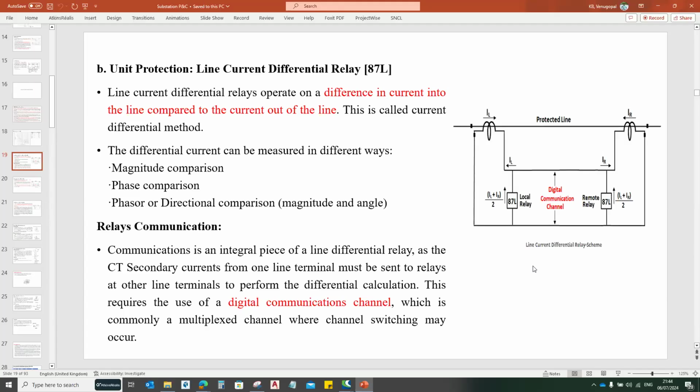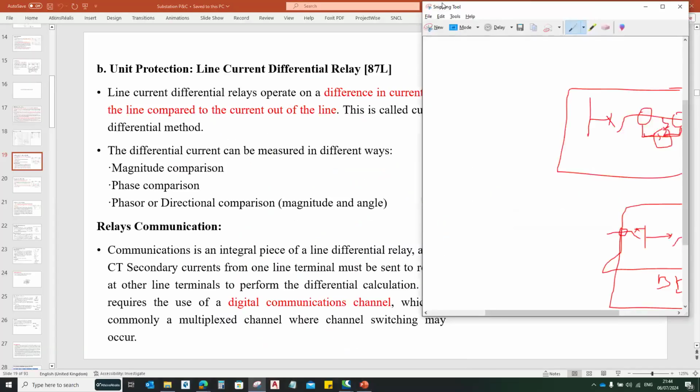Hello, sir. What is the meaning of high resistance earth fault, sir? In the previous discussion, the high resistance earth fault. Yes, yes, I'll explain that. See, one second.